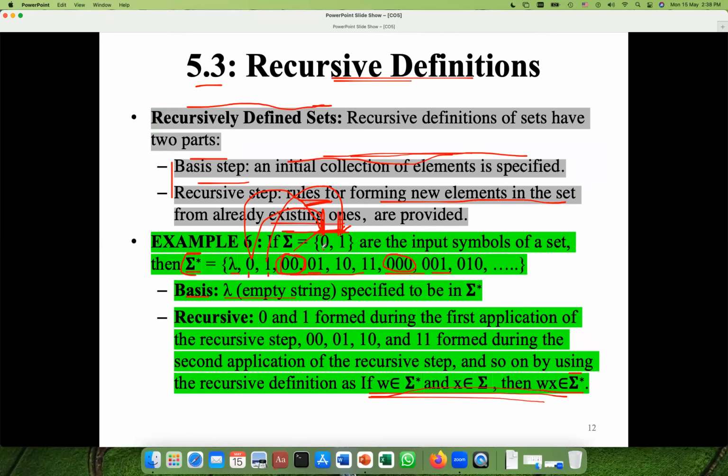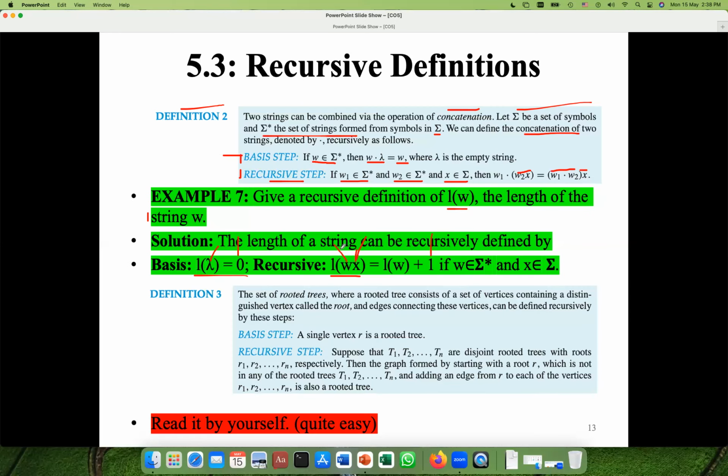What is the length of this one character? Zero. What is the length of this one character? One. So that's why this 1 is mentioned here. And this word can be a collection of characters. So whatever length you have, you can write it here and then plus 1. That would be the length of this W.